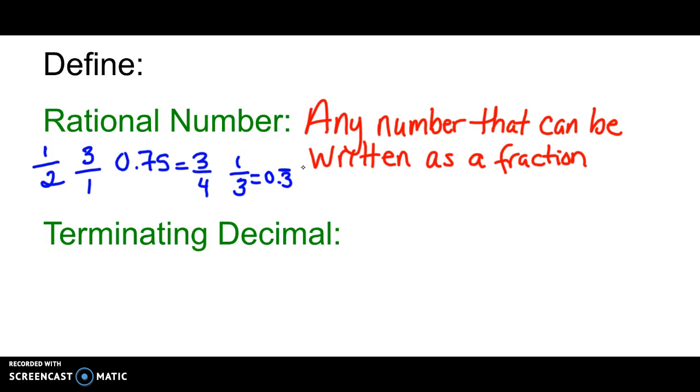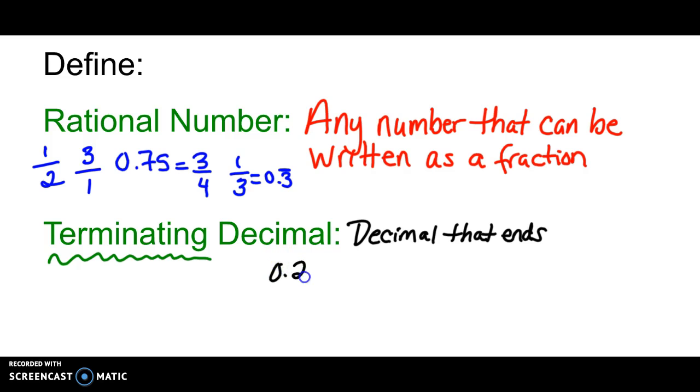So now let's talk about some different types of rational numbers and how to find them. The first one we want to talk about is a terminating decimal, and a terminating decimal is exactly what it says. It's a decimal that terminates, or another word for that is a decimal that ends. For example, 0.25 is the same thing as 1/4, so it's a rational number, but it ends, it stops at 0.25.